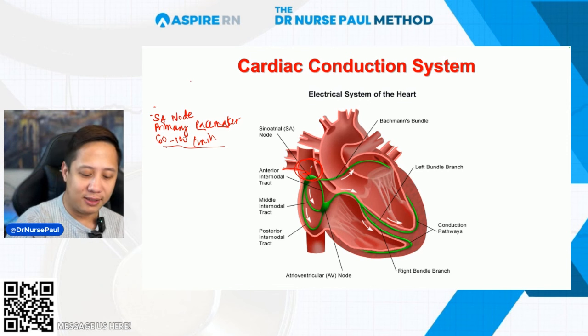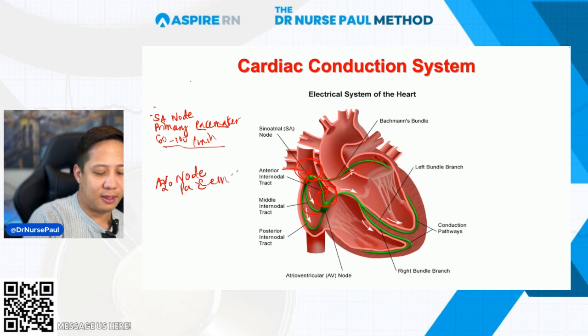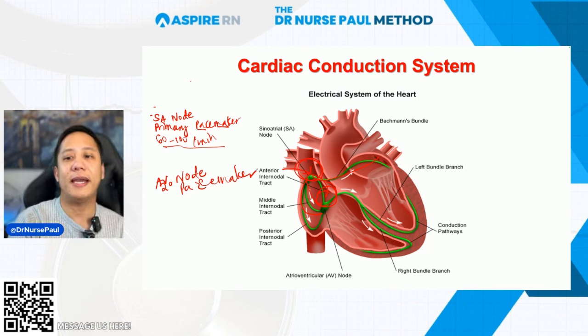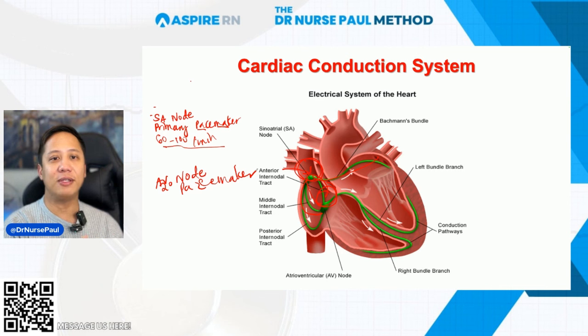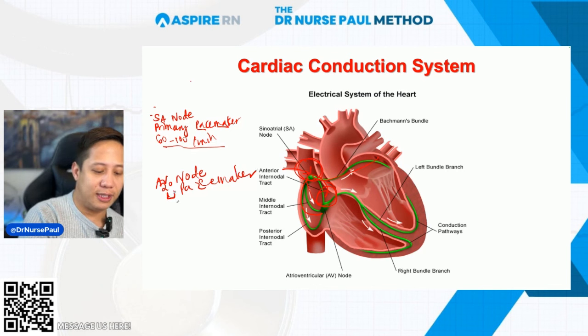Now, once the SA node fires, it goes to the internodal pathways right there, right? And it goes to a secondary node. The secondary node is what we call, what do we call that, guys? AV node, all right? AV node is a secondary pacemaker, which means if the SA node fails, can the AV node take over? Yes, that's why it's called secondary pacemaker. However, your AV node can only deliver 40 to 60 per minute.